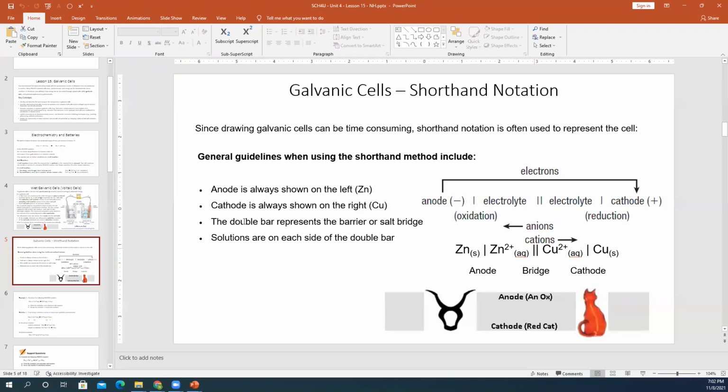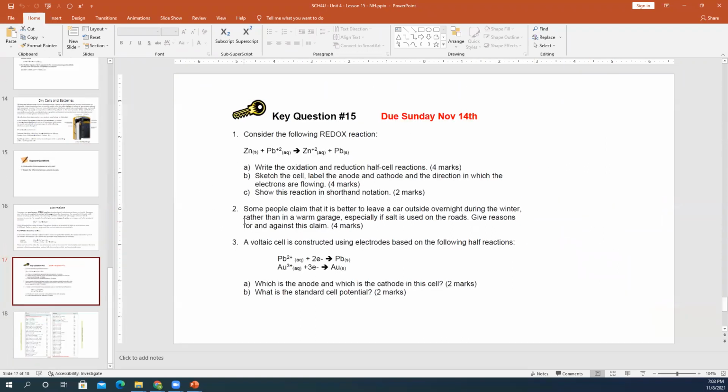Question, a thought question. Think about it, read about it, talk about it, and reason. Give me your reasons as to what you think. It's worth 4 marks. Some people think it's better to leave a car outside overnight during the winter. Some people think it's better to leave it inside in a warm garage, especially if salt is used on the road. Give your reasons for and against this claim.